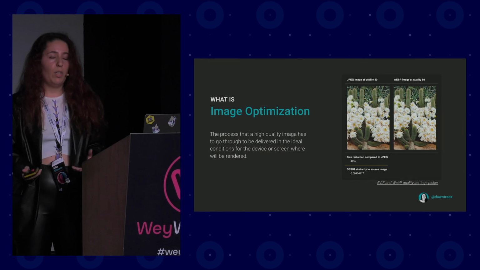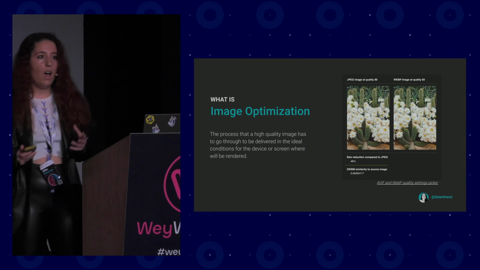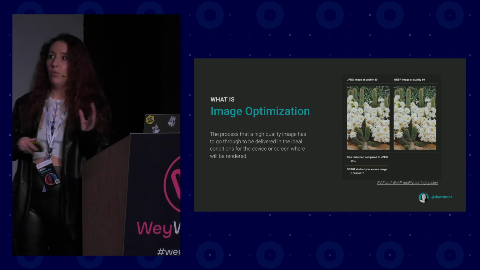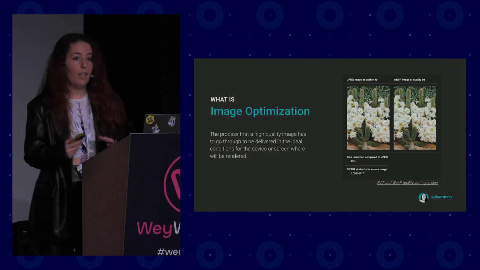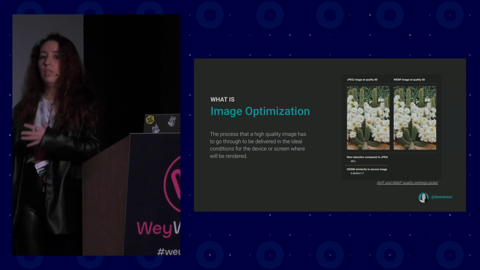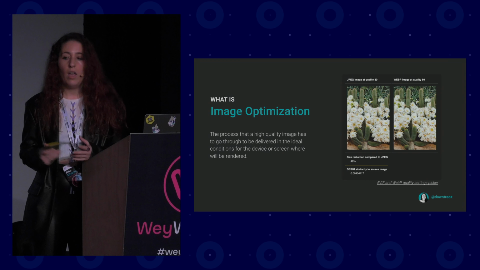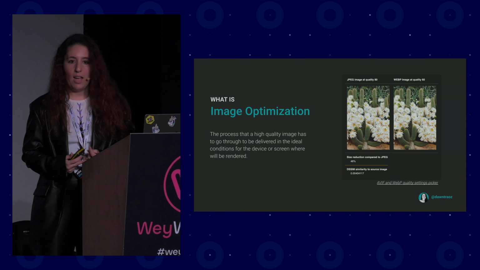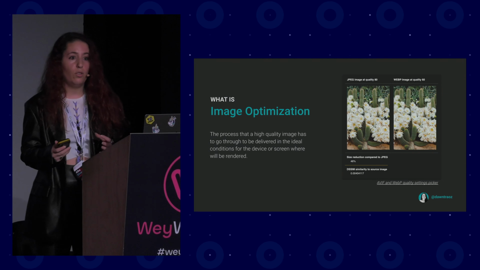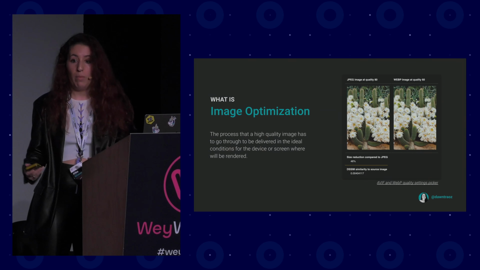So what is image optimization? It's the process a high-quality image goes through so that we send the user the optimal image, with the ideal conditions: the ideal size, the ideal format, everything that you need for that specific viewport or device.